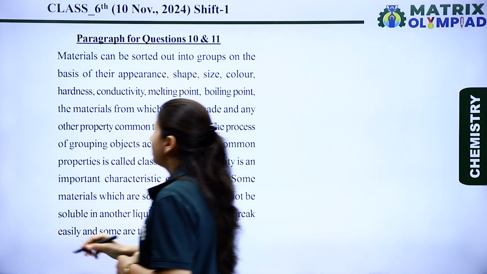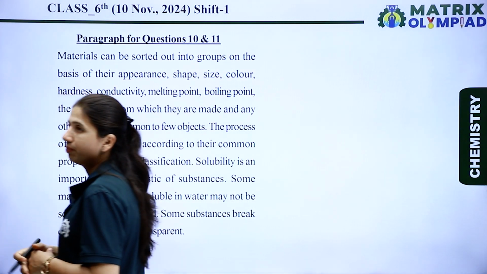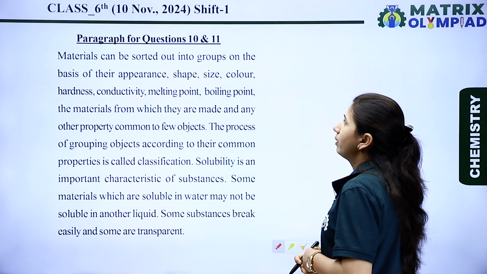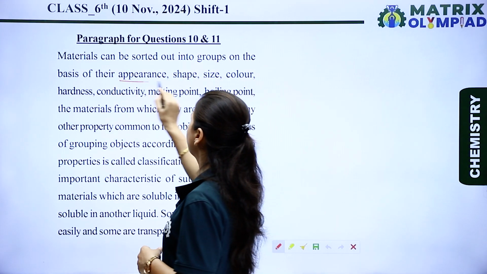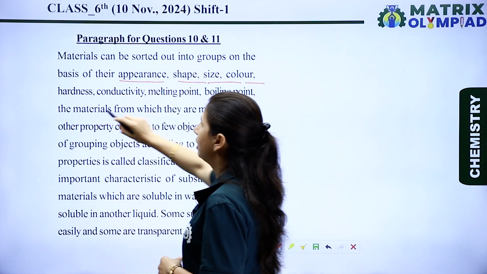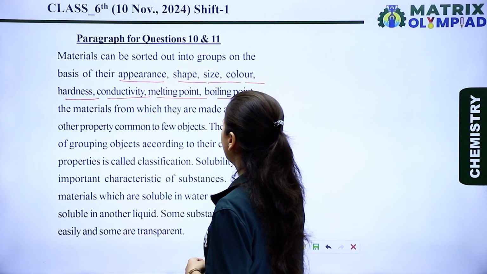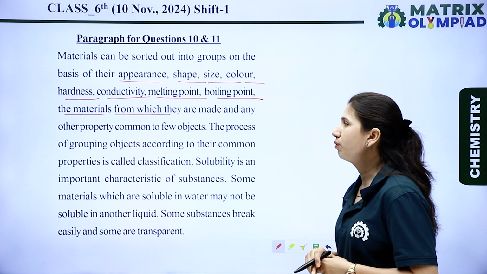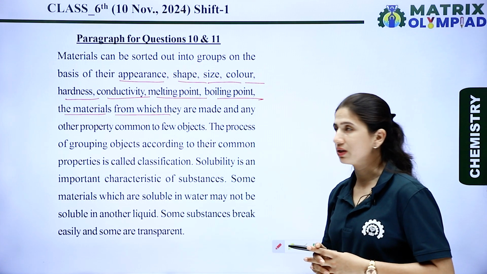The next question is a paragraph based question. Let's see the paragraph. The paragraph is: materials can be sorted into groups on the basis of their appearance, shape, size, color, hardness, conductivity, melting point, boiling point, the materials from which they are made, and any other properties common to a few objects.